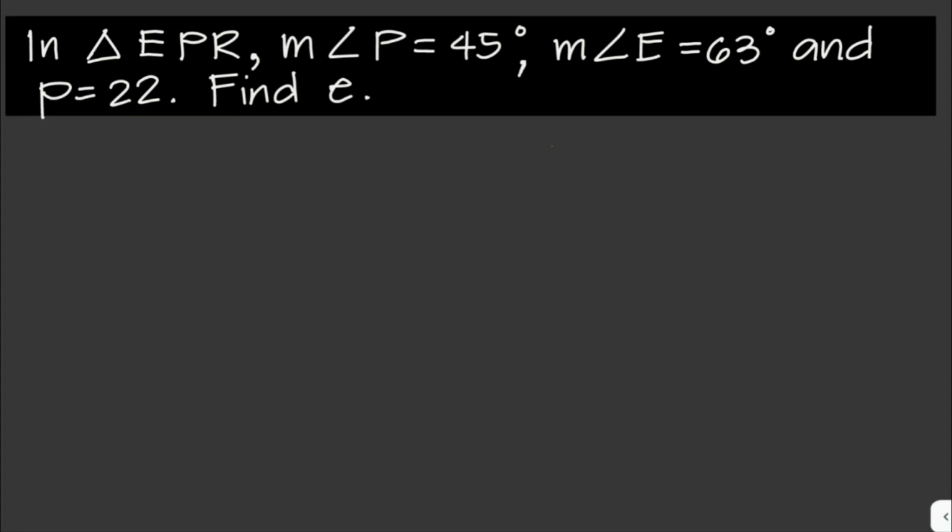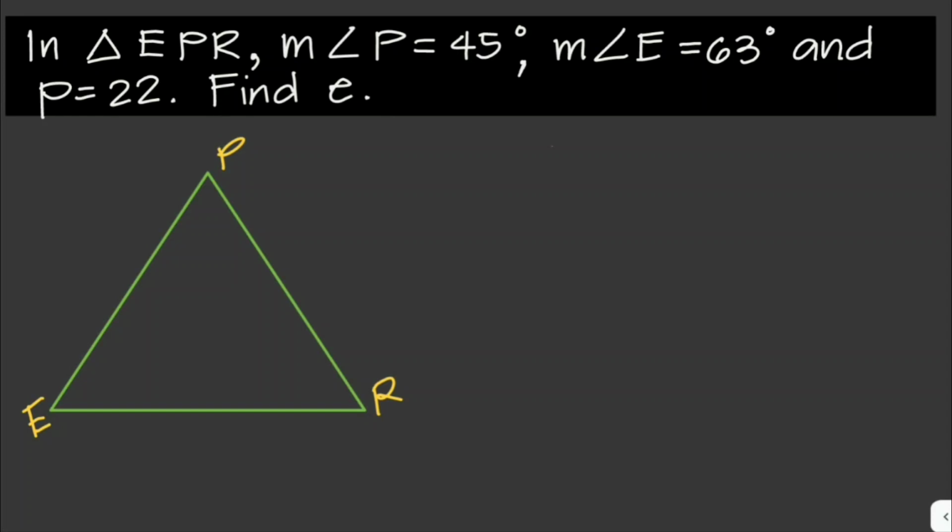Let's solve another problem here. In triangle EPR, the measure of angle P is equal to 45 degrees. The measure of angle E equals 63 degrees and p is equal to 22. Find e. So let's draw triangle EPR first. So this is EPR. It's given here that the measure of angle P is 45 degrees and angle E is 63, and p is 22, the opposite side of angle P, and this is side e. So we need to find side e here.